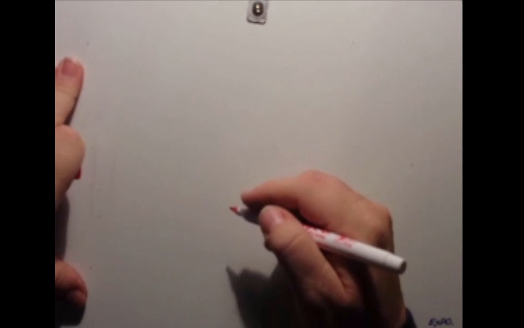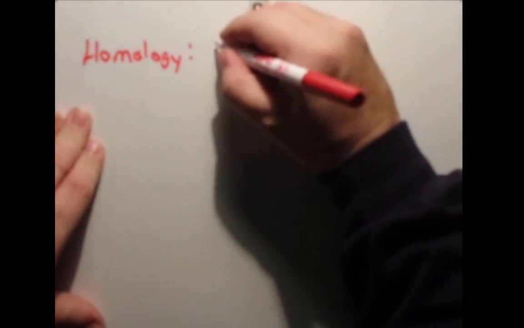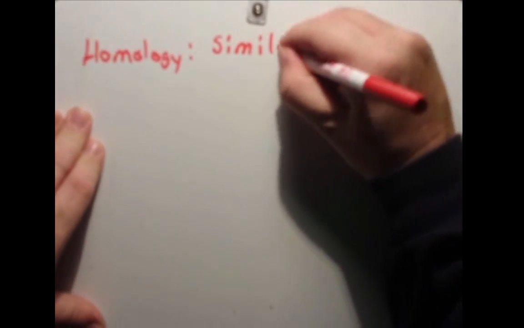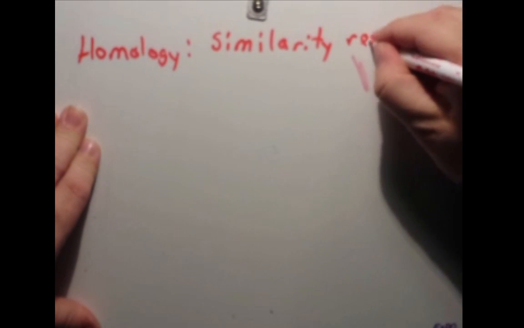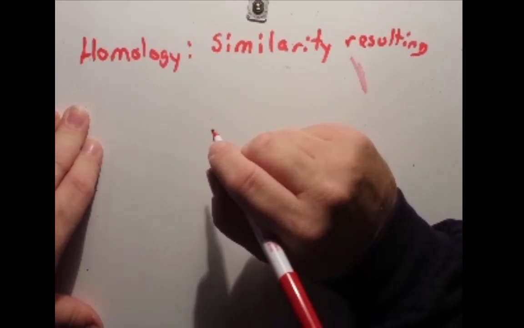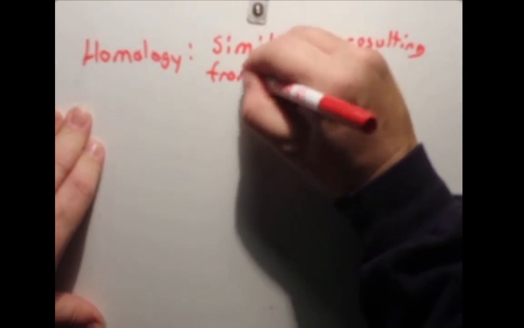So let's talk about our next topic, and our next topic is homology. And homology is just similarity resulting from common ancestry.